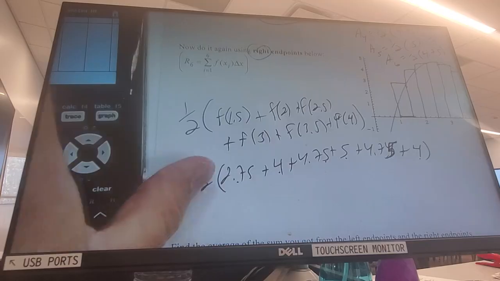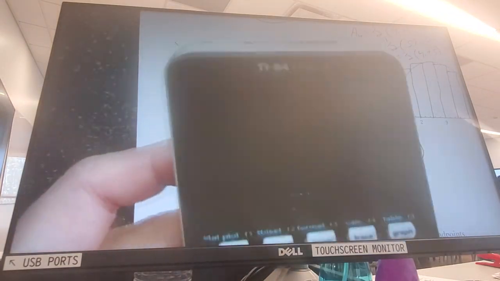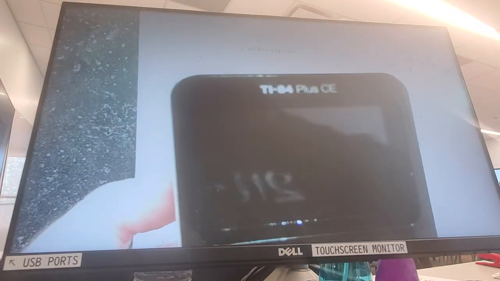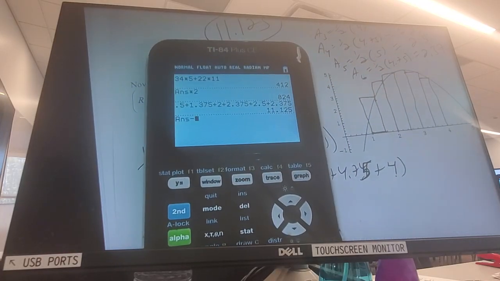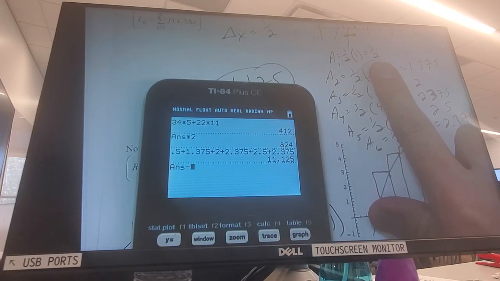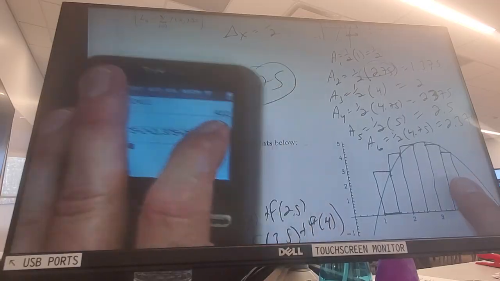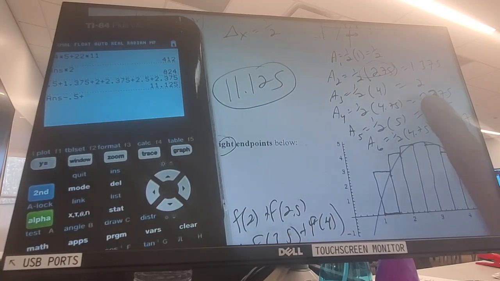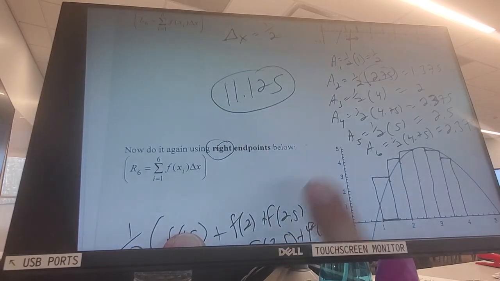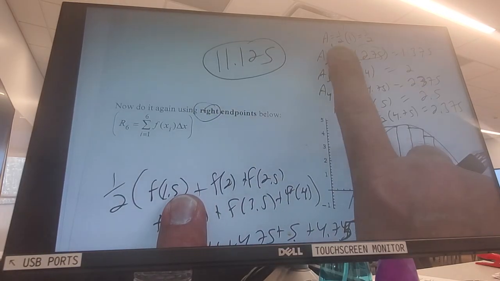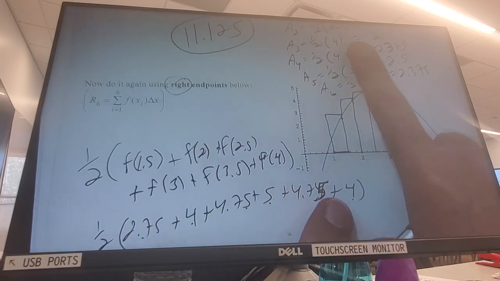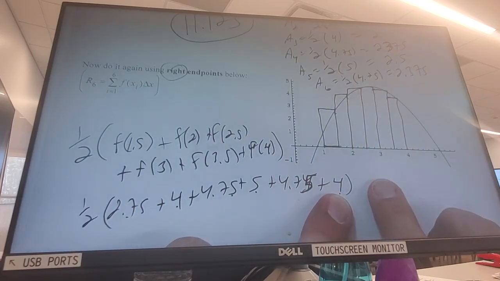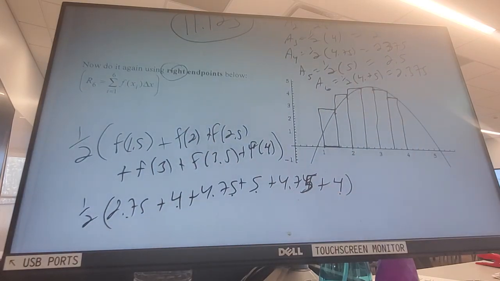Some of you might realize, and if you don't realize this, you're fine: if I take the answer I just got and I subtract 1/2 and I add 2, because what is this one missing that this one had? F of 1. What does this one have that this one is missing? F of 4. So if I just do that, what did you get?